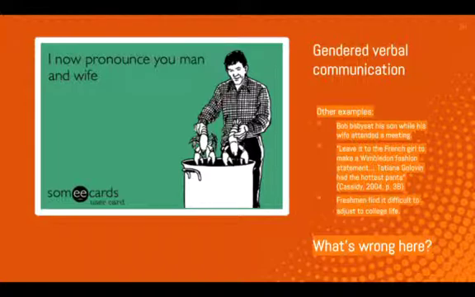So, an example of gendered verbal communication. "I now pronounce you man and wife." The guy is putting two lobsters into a pot, presumably to be heated up, while not noticing. What's wrong here? Is it something to do with the fact that we're only talking about a woman in relation to a man? The woman only exists as wife, only in relation to a man. So this is a primary form of gendered verbal communication.